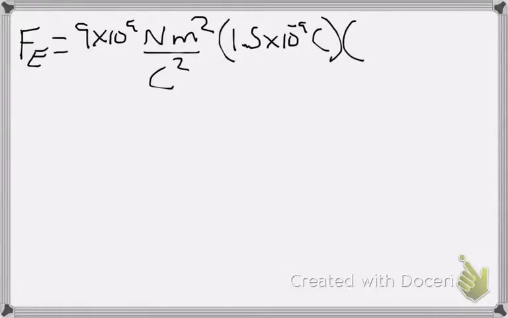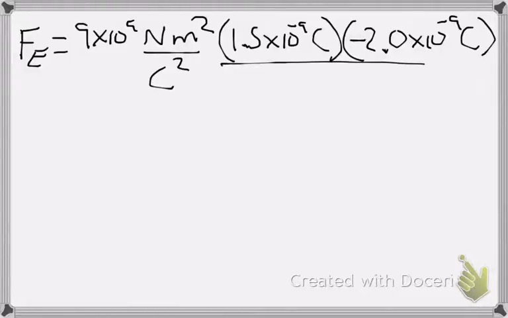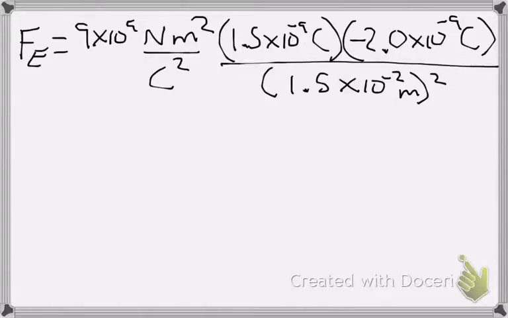One of our charges is 1.5 times 10 to the negative 9th coulombs, because if you look back, it's a nanocoulomb, so that's times 10 to the negative 9. And the other one is negative 2 times 10 to the negative 9th coulombs, because it's also nanocoulombs. And the distance was 1.5 times 10 to the negative 2 meters, and then you square it. So we have to be in meters and coulombs, and that will give us the proper units.